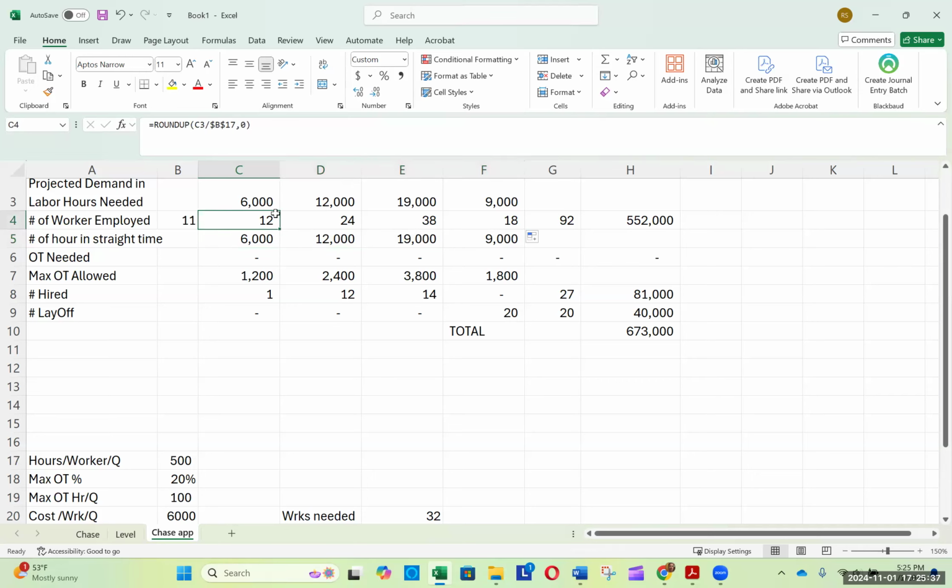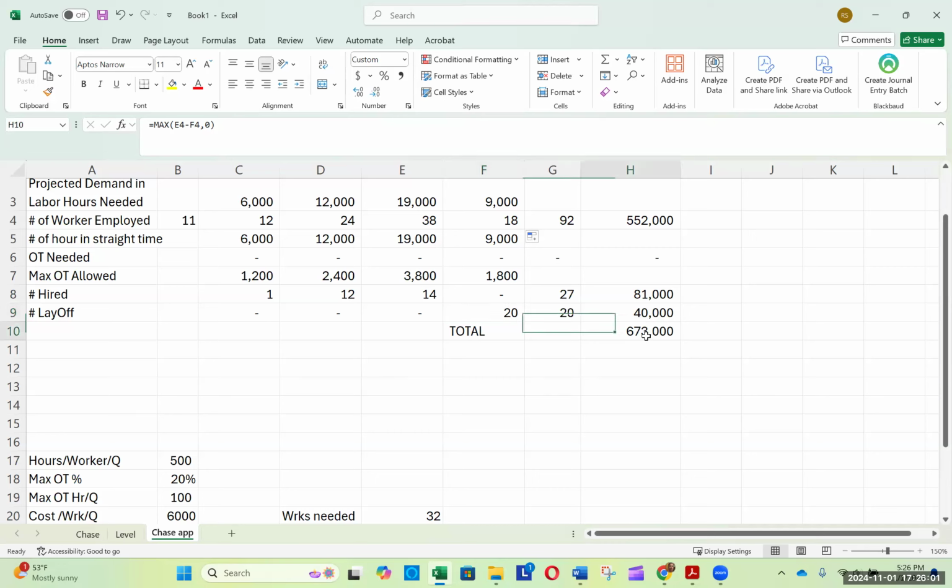First quarter, you hired one worker. Second quarter, you went from 12 to 24. So you hired 12 workers. Third quarter, you went from 24 to 38. So you hired 48 workers. And fourth quarter, you went from 38 to 18. You hired 20 workers. It does the calculation automatically, all of it, because you wrote the formula in a very generic, correct format.